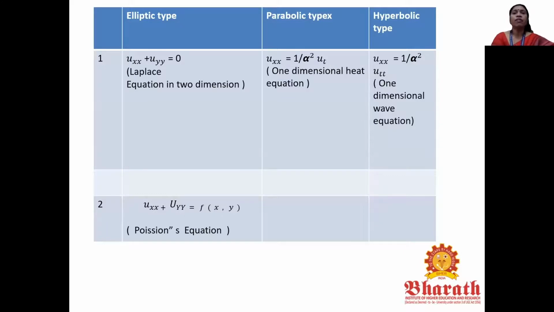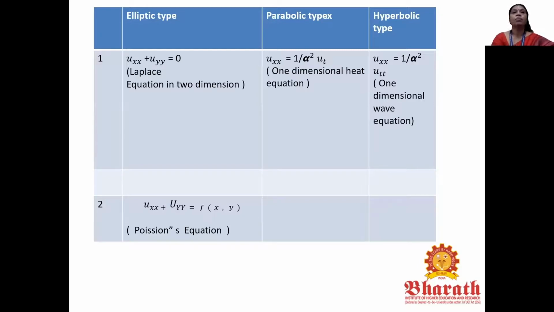Now, we are comparing them in the form of a tabular column, that is elliptic type, parabolic type, hyperbolic type. That is, U double X plus U double Y will be 0 if it is elliptic type. So that is a Laplace equation in 2 dimensions. Parabolic type means it will be U double X is equal to 1 by alpha square into UT. It is the 1 dimensional heat equation. Hyperbolic means U double X is equal to 1 by alpha square into U double T. It is the 1 dimensional wave equation.